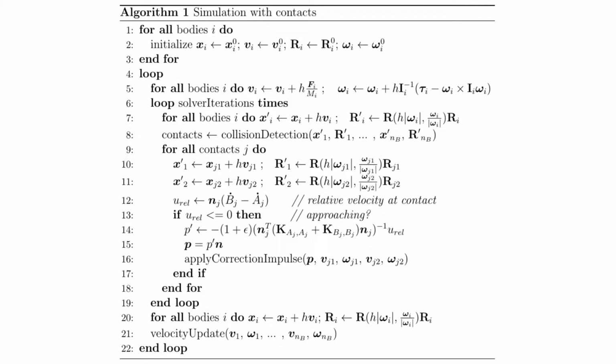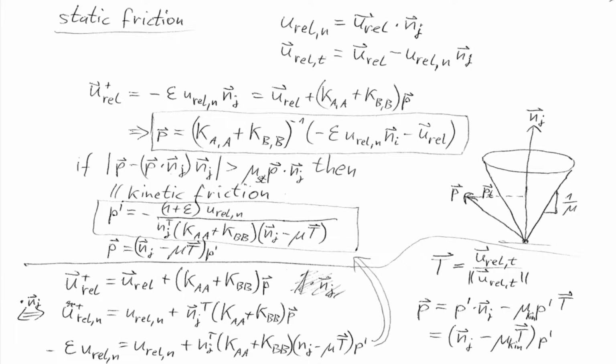Now, right now, when we resolve the collision like that, we don't have any friction yet, right? So the bodies will just slide off, basically. So how do we deal with friction? I think the most popular model for friction is the Coulomb friction model, also called dry friction.